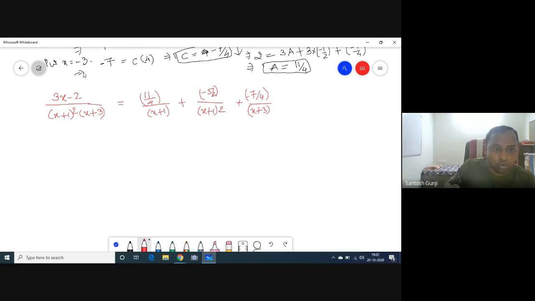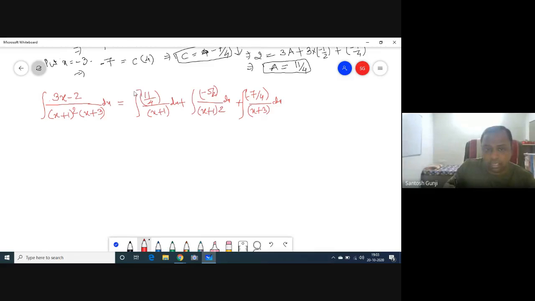Now if you want to do the integration of this fraction, you just need to do the integration of all these three parts with respect to x, or you can say with respect to dx.